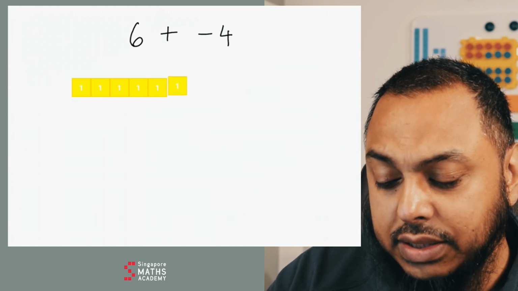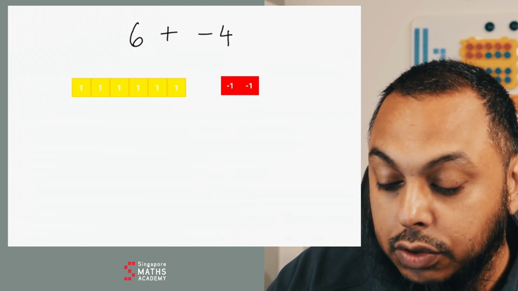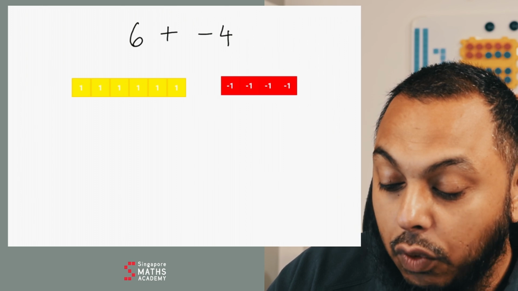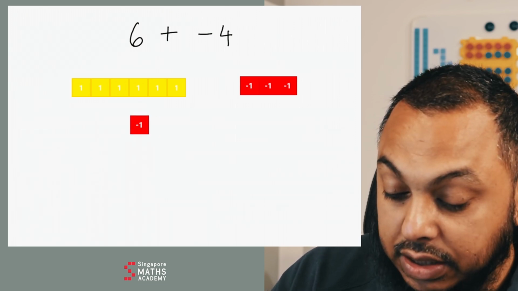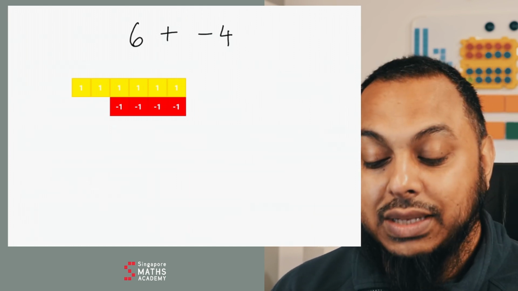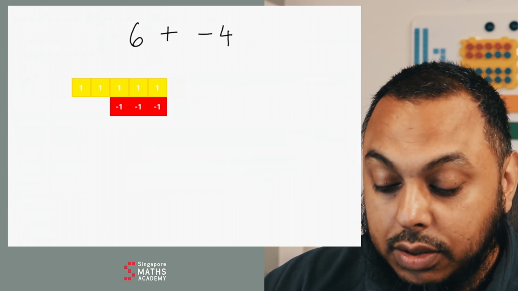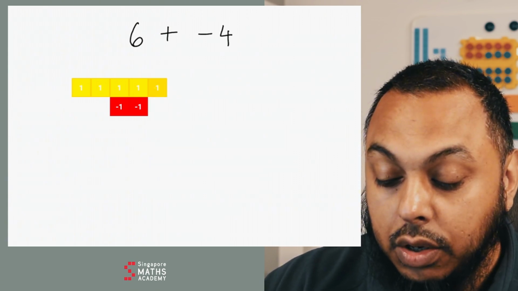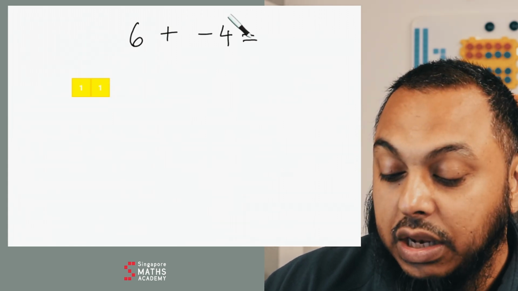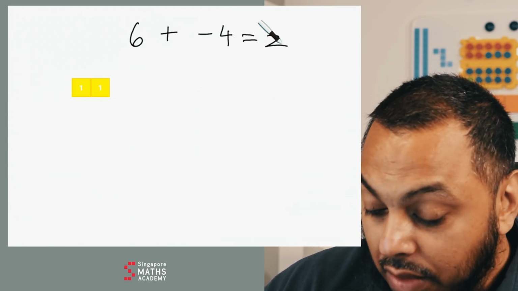And as I'm doing this, you can work this out. Add negative 4. So we've got negative 1, negative 2, negative 3, negative 4. And we can see that these 4 negative ones and the 4 positive ones will cancel each other out. 1 add negative 1 is 0, 0 again, 0 again, 0 again. And what are we left with? We're left with a positive 2.